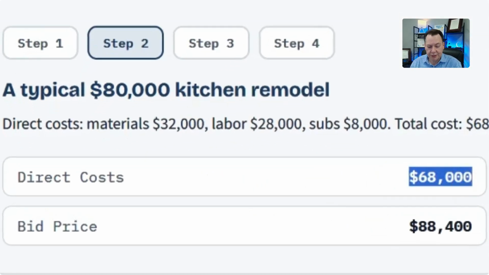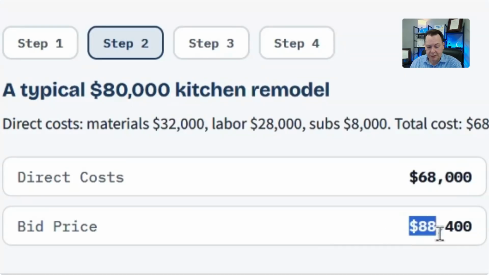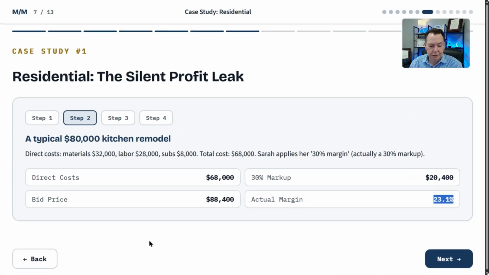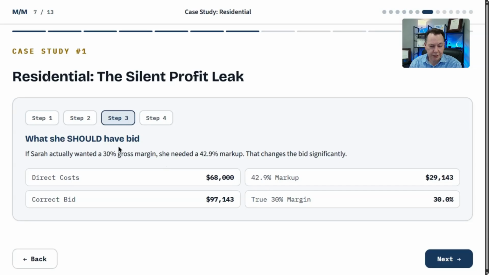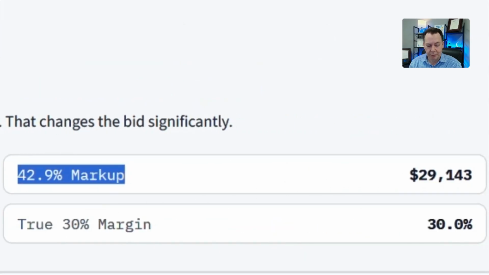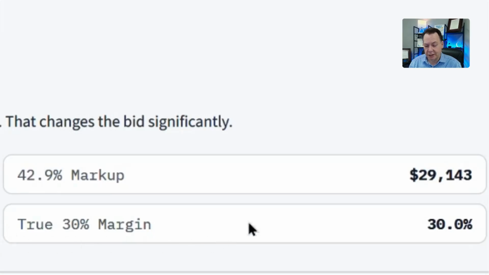Right. Her direct costs are $68,000. So if she does a 30% markup on top of that, that's $88,400. The 30% markup is $20,400. Her actual margin, if you do the math, only comes out to 23.1%. Yeah. And so how do we figure that? What she should have been bidding to get that margin is a 42.9% markup that we were talking about before. And when we do that, 43% on top of the 68 gives her almost a $100,000 bid on that job. We'll walk through some of the math there, but that will bring her to 30% gross profit. Wow.